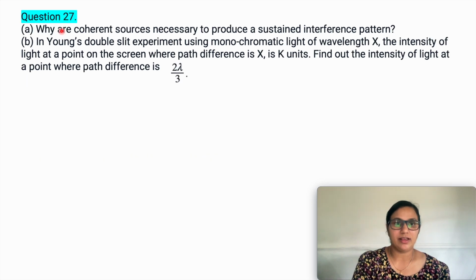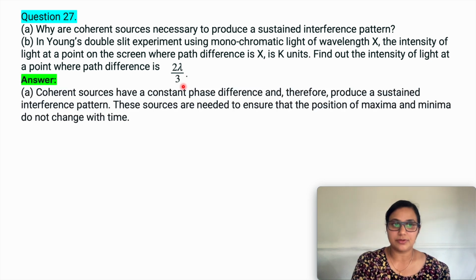Question number 27. Why are coherent sources necessary to produce a sustained interference pattern? Second question: in a double slit experiment using monochromatic light of wavelength λ, the intensity of light at a point on the screen where the path difference is λ is K units. Find the intensity of light at a point where the path difference is 2λ by 3. Answer to the first question: coherent sources have a constant phase difference and therefore produce a sustained interference pattern. The sources are needed to ensure that the positions of maxima and minima do not change with time.